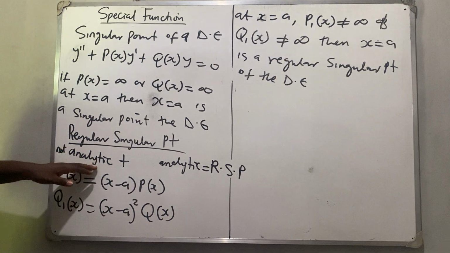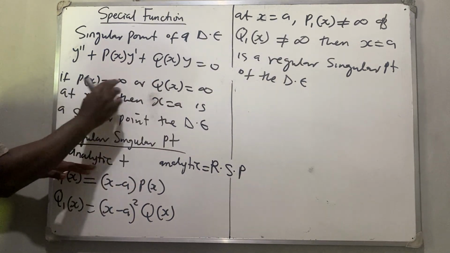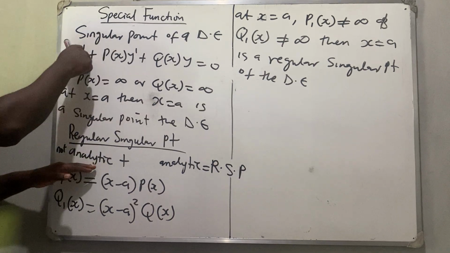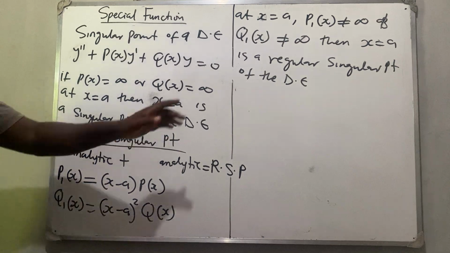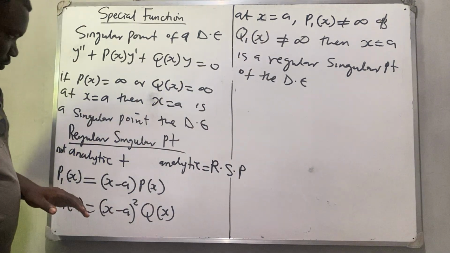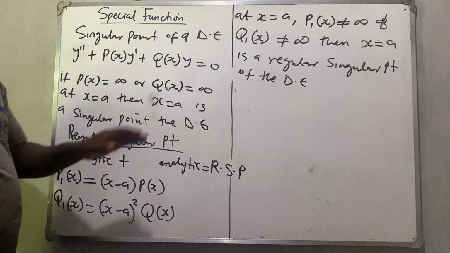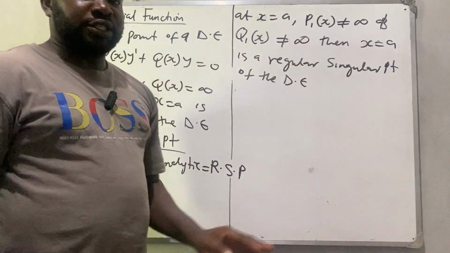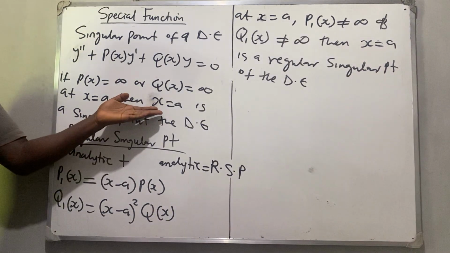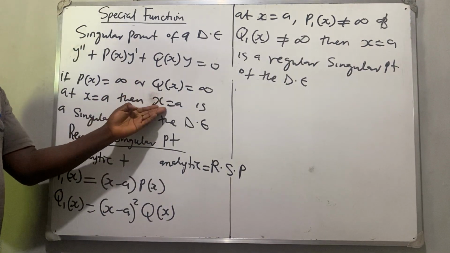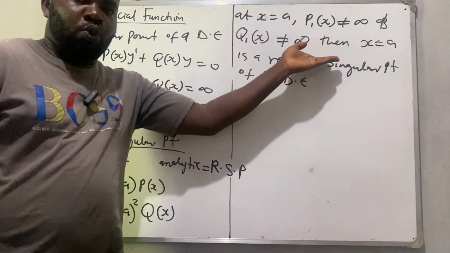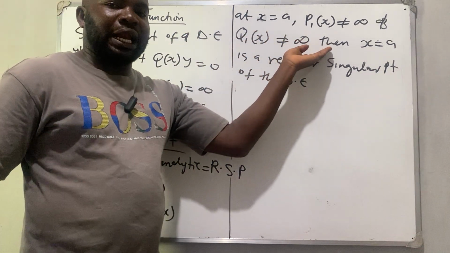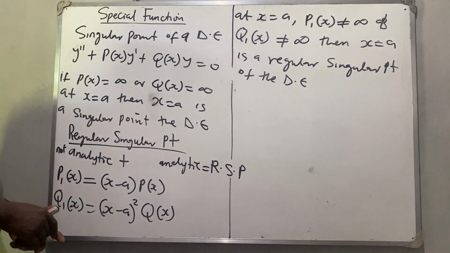If p of x and q of x are not analytic, that means they are equal to infinity, and we say that this point is a singular point. Then if we do this and find out that they are now analytic, because they are no longer equal to infinity, that means in the first time they are not analytic, and in the second time they are analytic. We now call that point a regular singular point.